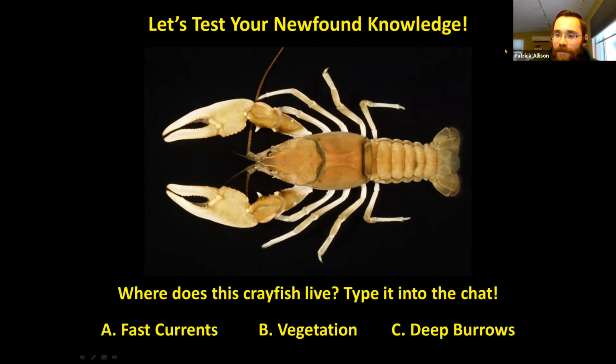All right, so pretty unanimous. Everyone thinks that it's fast currents. And that is correct. This crayfish is found in the faster currents of the stream because it has a very smooth body, and you've got the hydrofoils that are present for when water rushes over their body. It helps pin them down to the bottom. Good stuff.